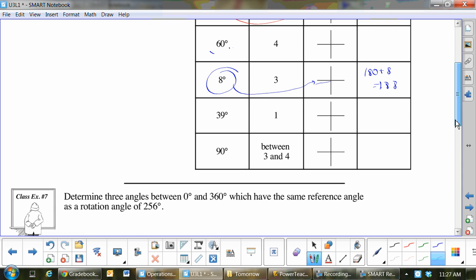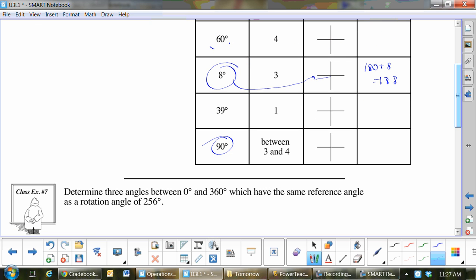How about this one? A 90 between 3 and 4, huh? Okay, this would be a 90 between 3 and 4. See it right there? So what angle would that be? 270 degrees, right?